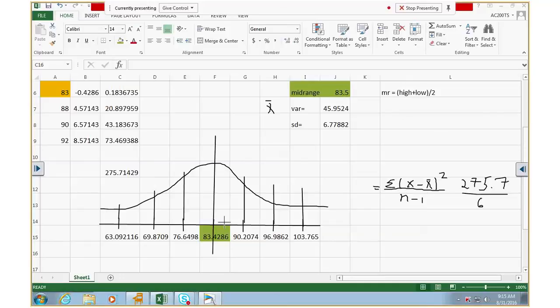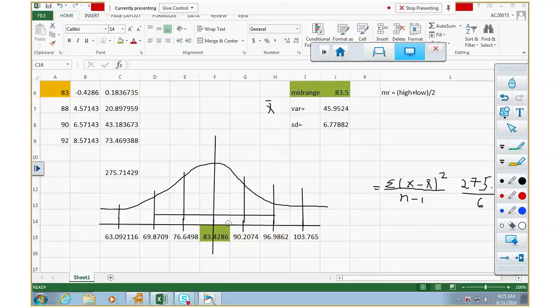Now, between these two guys right here, 95% is considered normal.